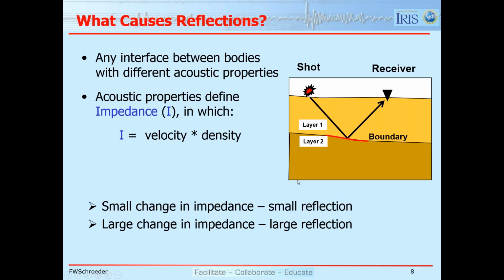A very basic question is what causes seismic reflections? A reflection is caused when there's an interface between bodies or layers that have different acoustic properties. We define a term called impedance, usually represented by a capital I, although I know some people use a capital Z. Impedance is defined to be the velocity of the rock times the density of the rock. And so the interface between layer 1 and layer 2, for example, separates rock of one impedance from rock of a different impedance. If the impedance change is small, that would lead to a small amplitude reflection. If the impedance change is large, that leads to a large amplitude reflection.